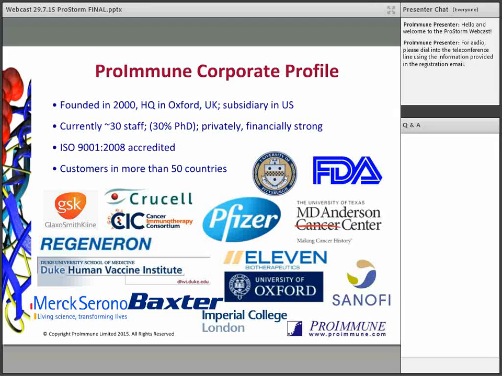So ProImmune isn't your typical CRO. We would really prefer to think of ourselves as a strategic partner that can offer support through our experience and technical competence. We are constantly striving to understand immune responses through improvement of our products and services based on the best and newest technologies. We were founded in 2000, and as I mentioned, our headquarters and lab operations are located in Oxford in the UK. And we have customers really all over the world, essentially wherever immunology research is being conducted, and some of our publicly disclosed clients are shown here.